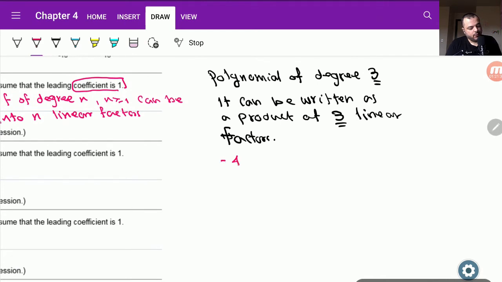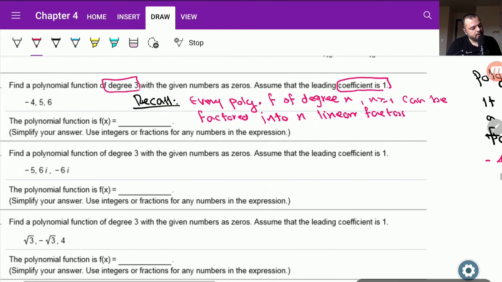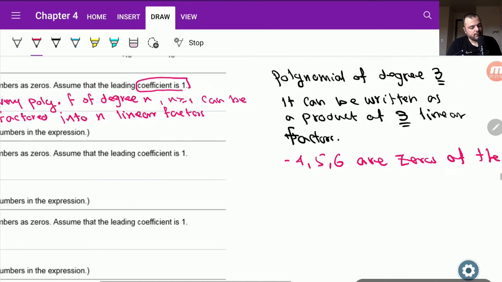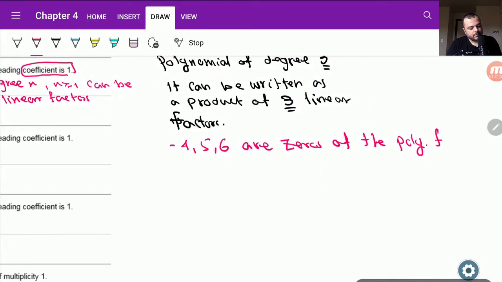So -4, 5, and 6 are zeros of this polynomial. Let's give it a name. Is it given a name? Yes, it's f of x. So by using the factor theorem, what does it say? It says if -4 is a zero of the function, then x plus 4 is a factor.